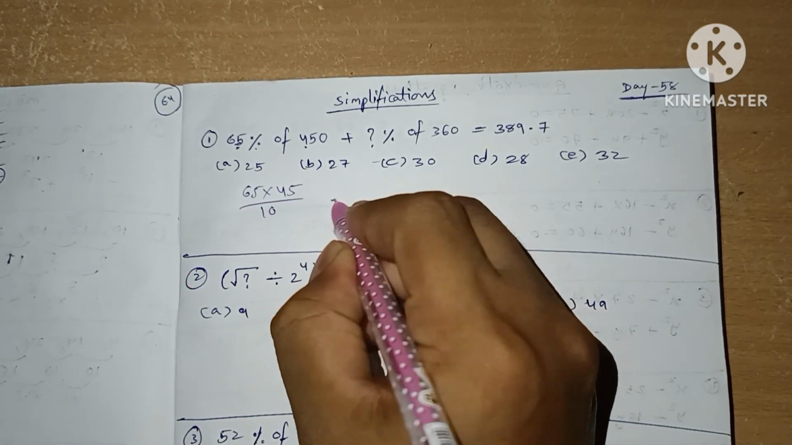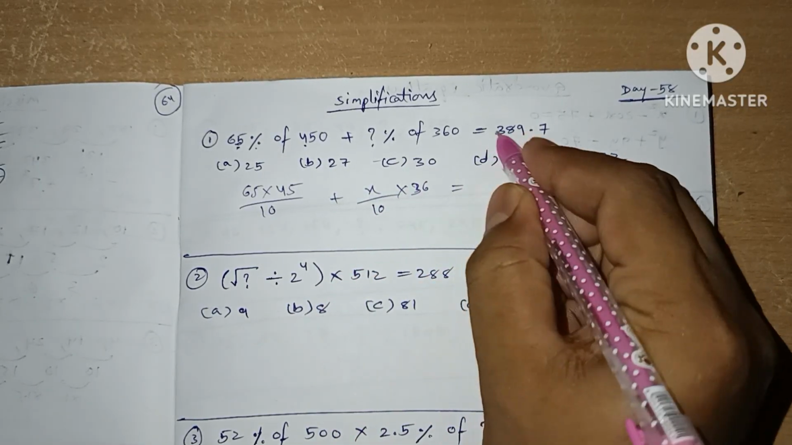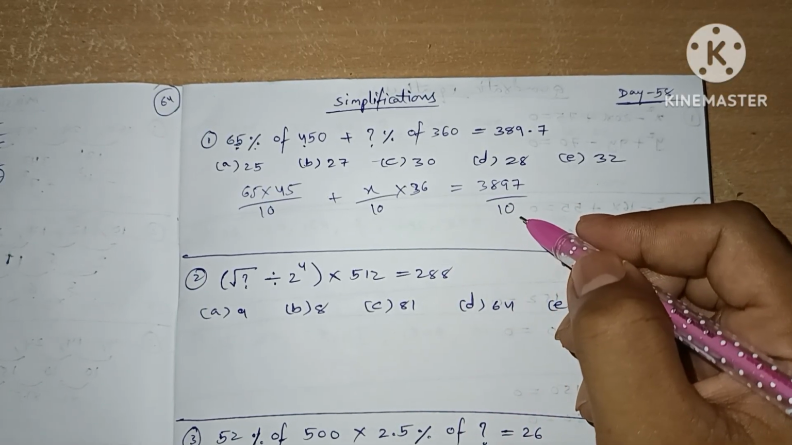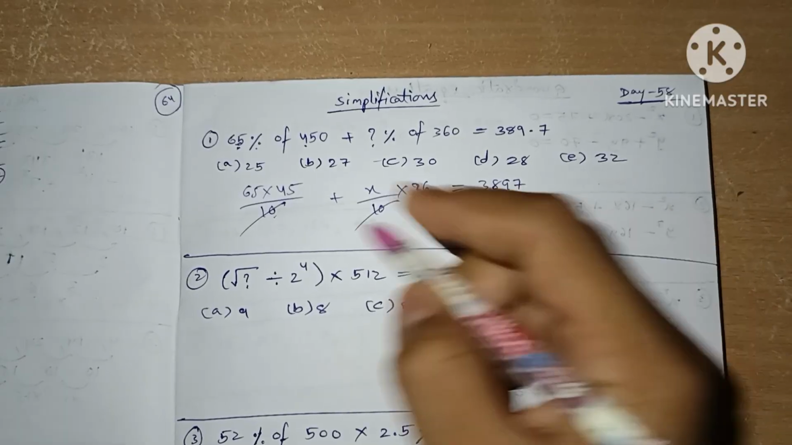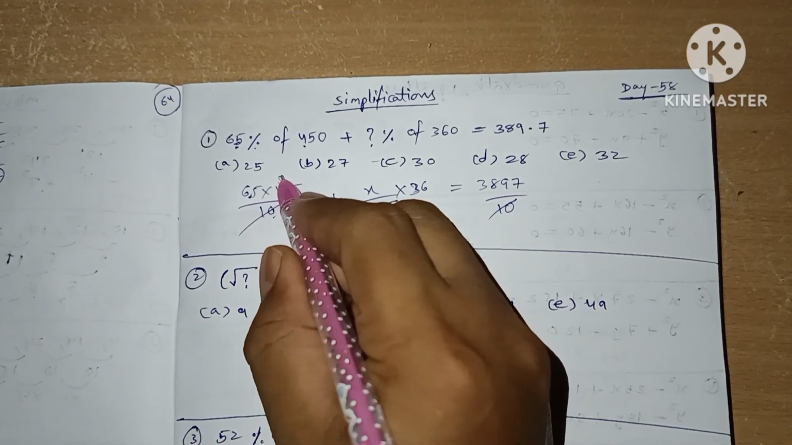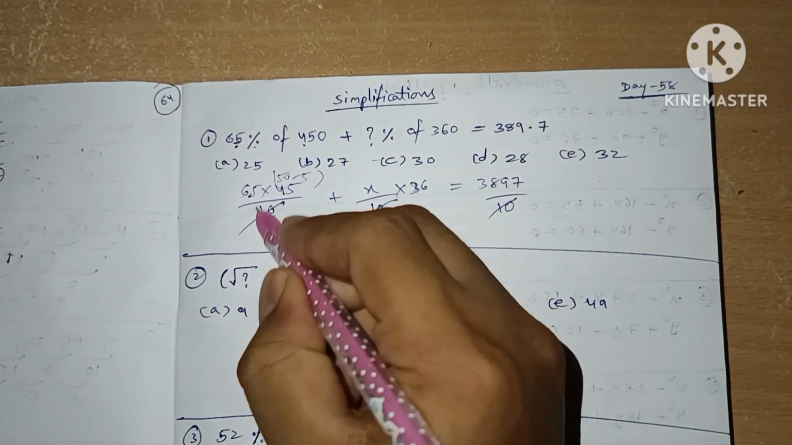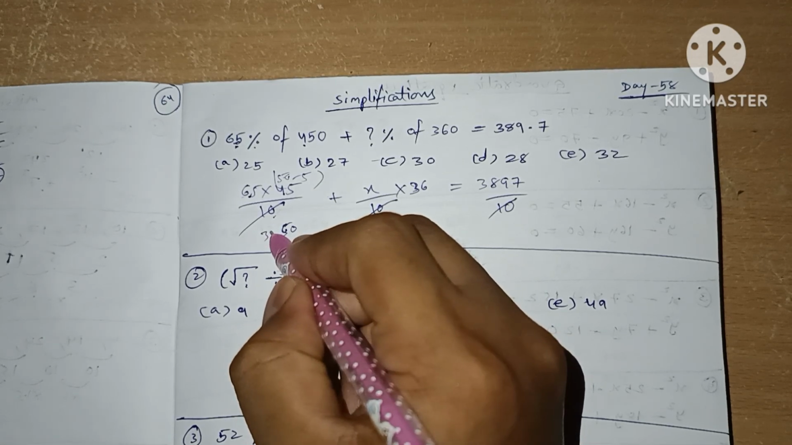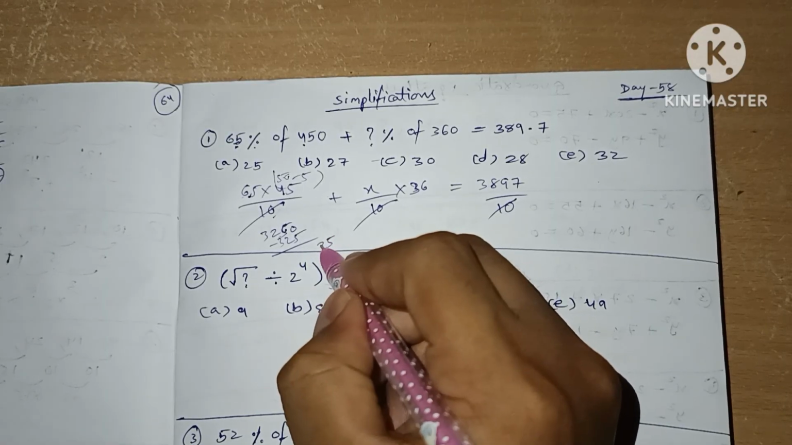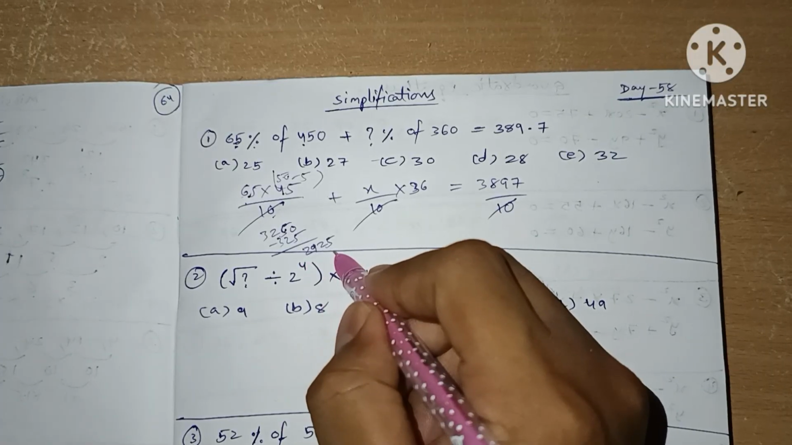This will be plus x divided by 10 into 36 equals 3897 divided by 10. So all 10s are cancelled. Next, 65 into 45. Let's make this as 50 minus 5. So 65 five times will be 3250, minus 325. We get 2925. For this one, 65 into 45, we get 2925.